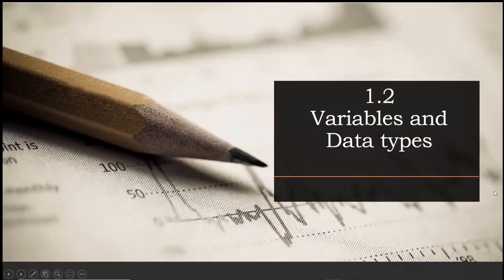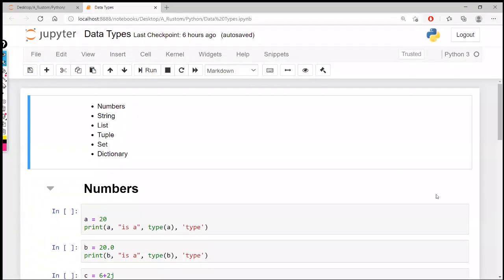Hello everyone. In this video, I'm going to talk about variables and data types in Python. We will understand how to assign the data to the variable and what are all the data types we have in Python. There are different data types in Python. Let's understand one by one, starting with the numbers, string, list, tuple, set, and dictionary.